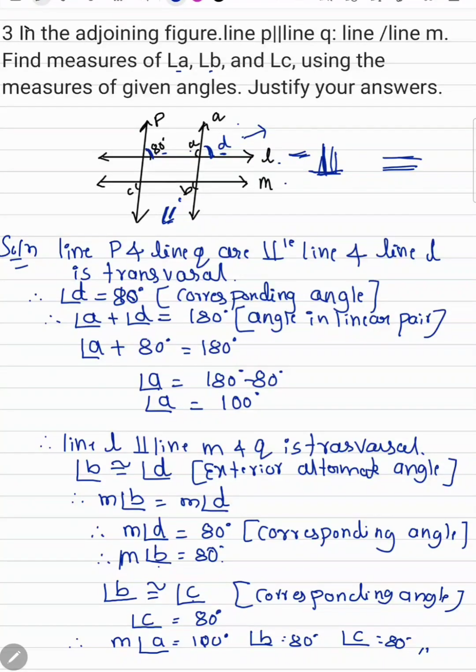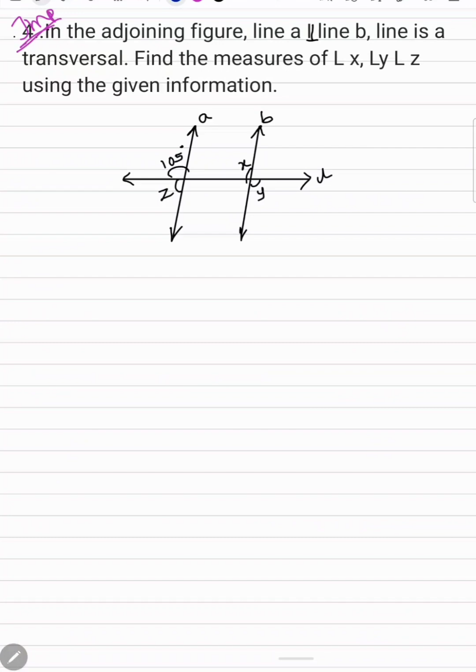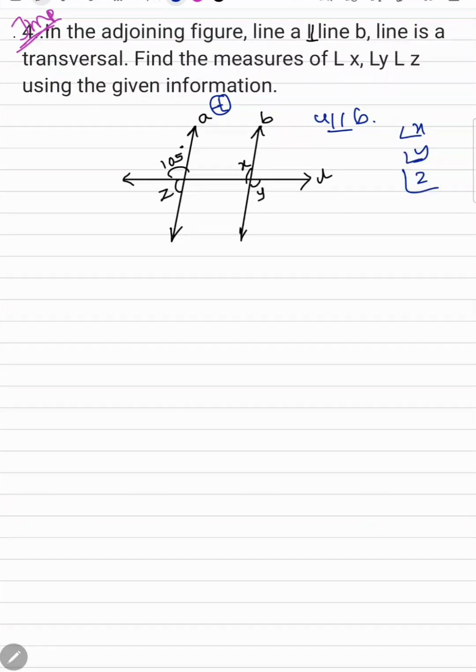Then we prove the third one. Then we solve the fourth one. The fourth one is an important question for the exam. It is also a star mark. Here, in the adjoining figure, line A is perpendicular to line B. Then A is also a transversal. Then find the value of X, Y and Z.